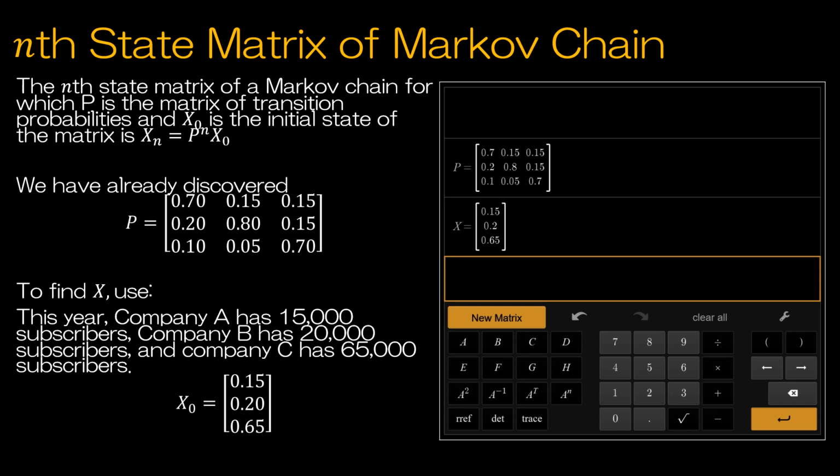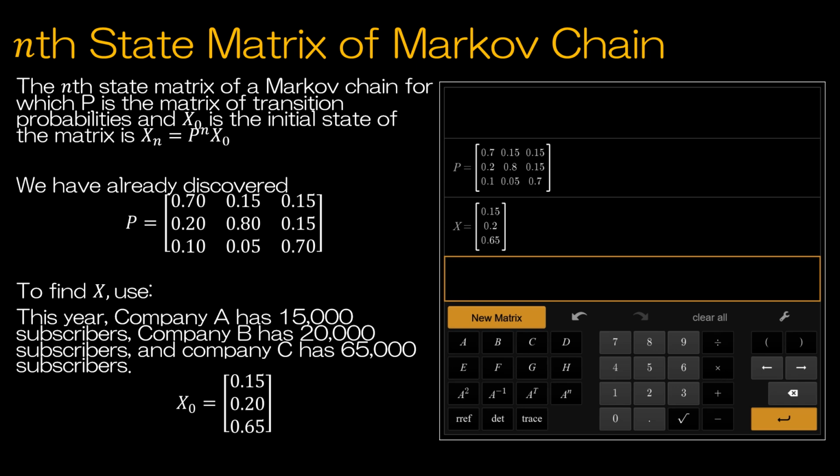This year, it told us company A has 15,000 subscribers, B has 20,000 subscribers, and C has 65,000 subscribers. That's a total of 100,000 customers. And so we have to write that as a proportion or a decimal. So 15,000 divided by 100,000 and write that as a decimal. So make sure that you're using, again, a column matrix that adds to 1. So you can see in decimals, I already have those values in there.